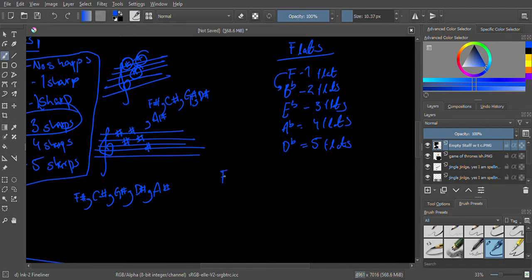So F, move one tone, it's G, move another tone, it's A, half tone, it's B flat. B flat, move one tone, it's C, another tone, it's D, half a tone, it's E flat. E flat, move one tone, it's F, move another tone, it's G, move half a tone, it's A flat.